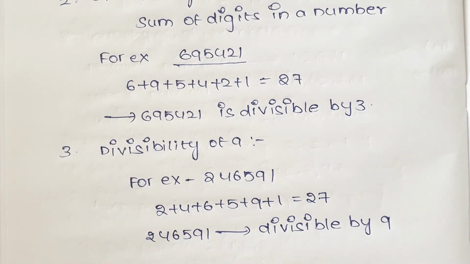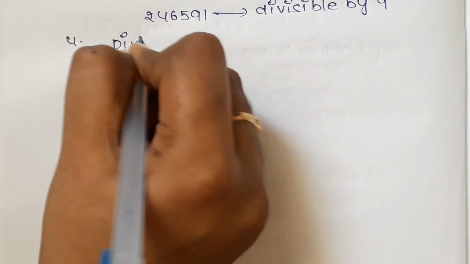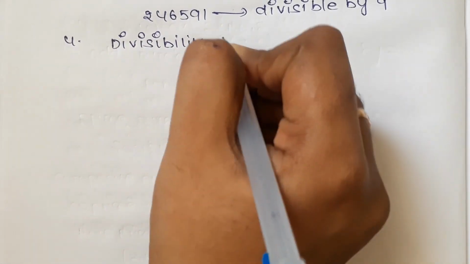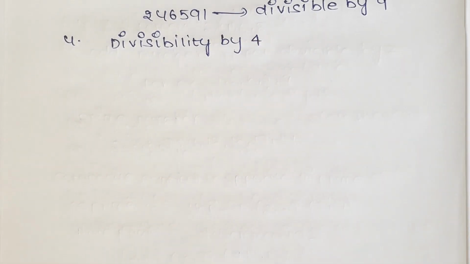And the next one is the divisibility rule of 4. A number will be divisible by 4 when the last two digits of the given number are divisible by 4.